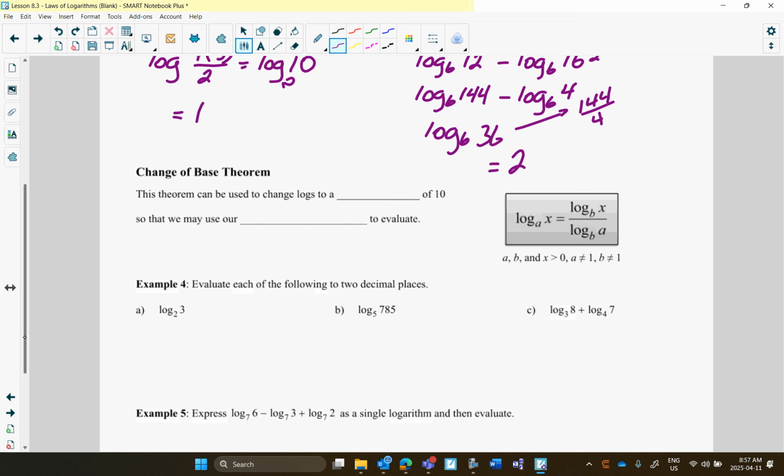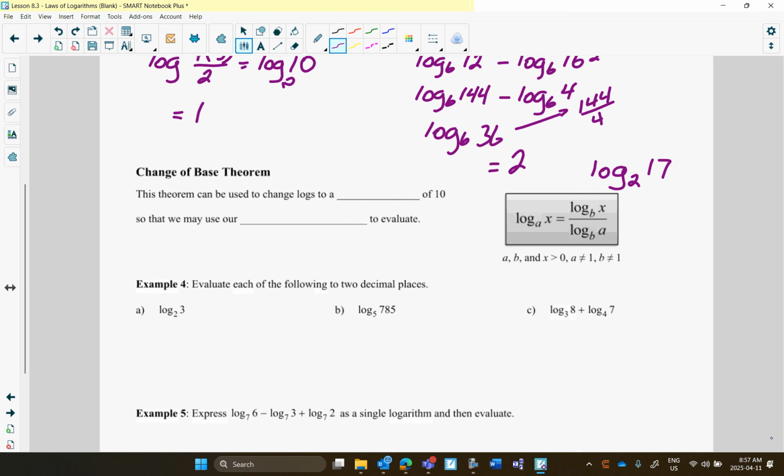But what if it's something like log base 2 of 17? Well, we can't do that in our head because 2 to the what is 17? Well, I know 2 to the 4th is 16, so it's a little bit higher than 4. So how do we actually do these ones? These ones are going to be decimal answers. Well, we're going to use our calculator for these.